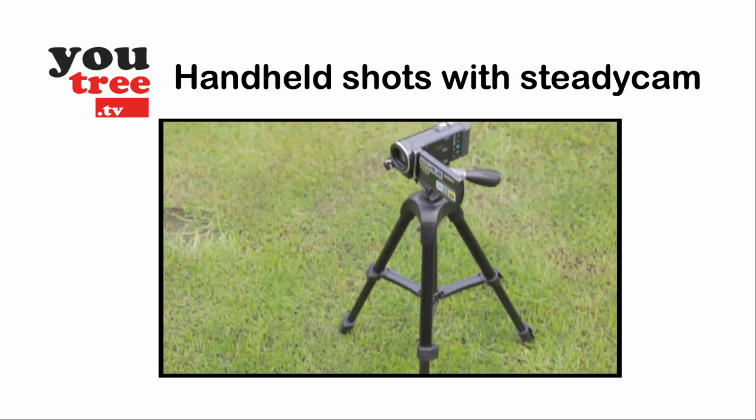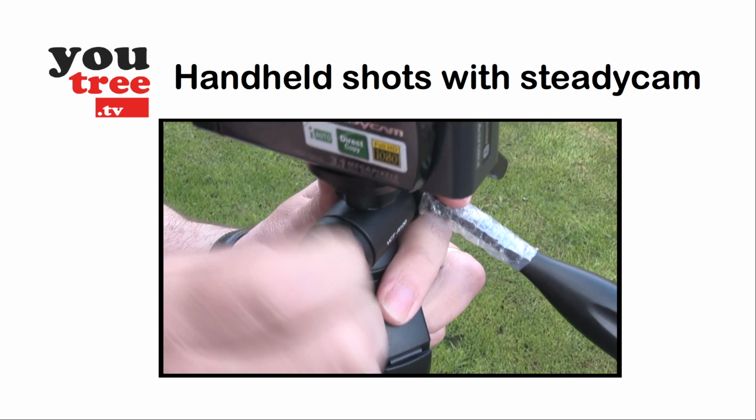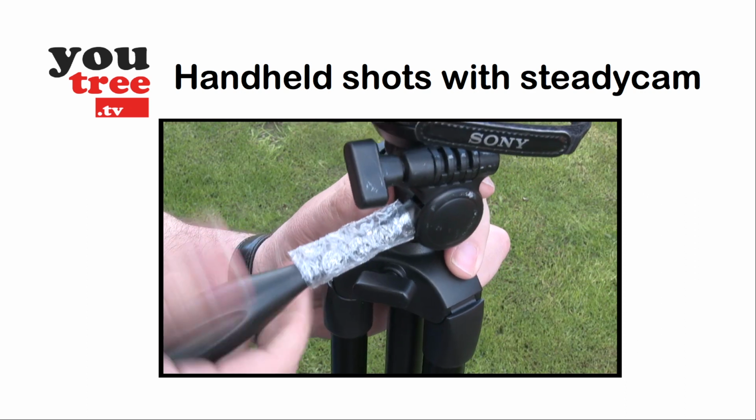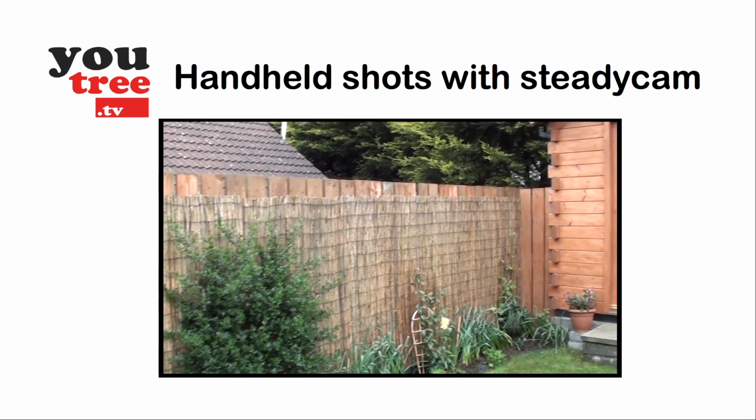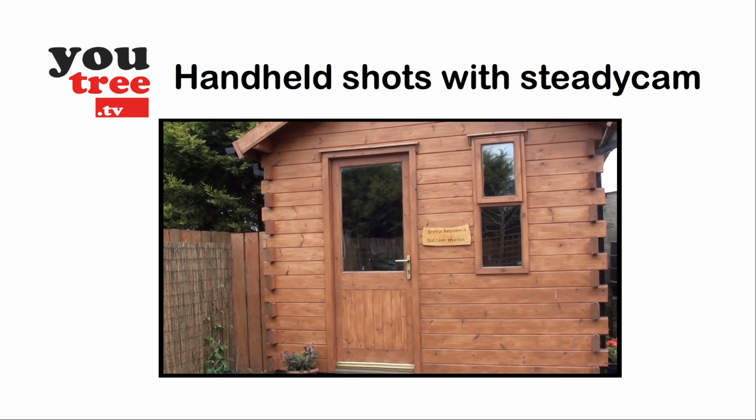A simple way to stabilize a small camcorder or mobile is to use a small tripod. Undo the locking screws and hold the tilt handle and legs. The weight of the tripod will help to keep the camera more stable, as you can see from the example.